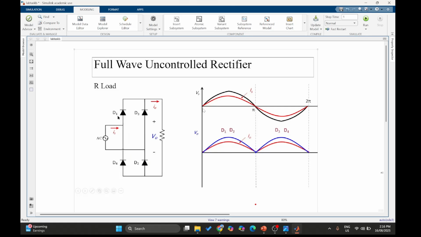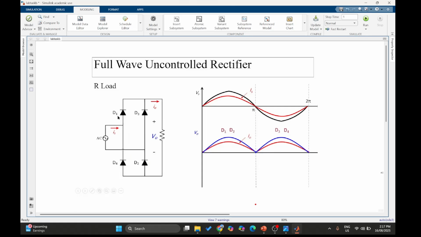During the positive half cycle from 0 to pi, this is a positive half cycle of the waveform, and pi to 2 pi is a negative half cycle of the waveform, and it makes one period. So the single phase full wave rectifier uses 4 diodes: diode 1, diode 2, diode 3, and diode 4, and they are connected to the load, and V naught is the load.